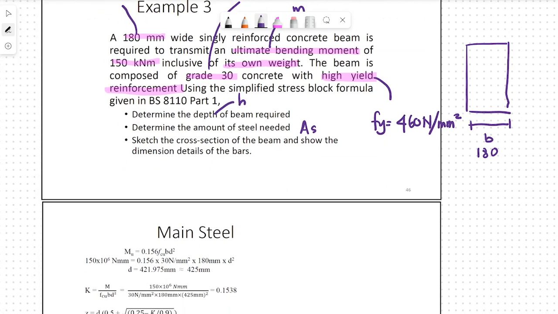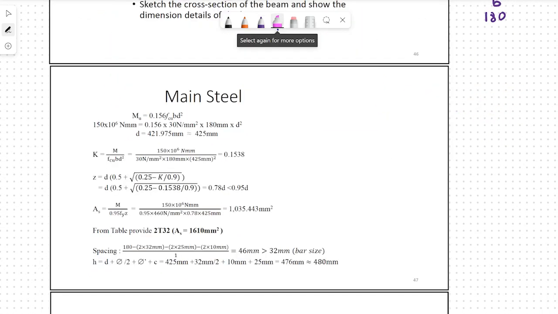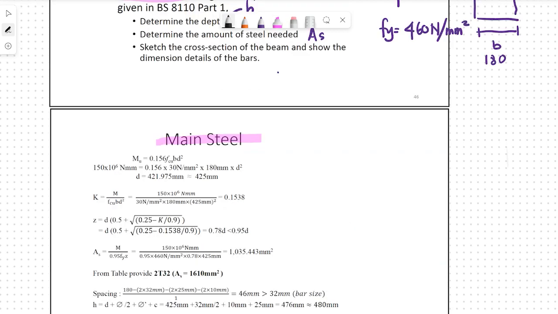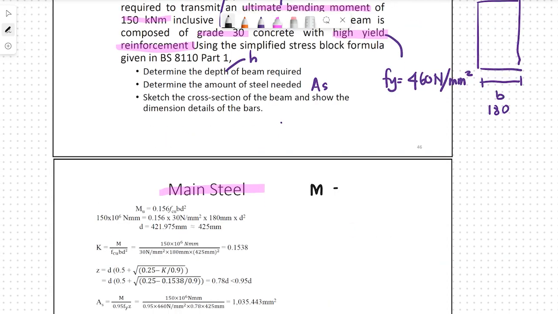So what we do first, we are going to go straight away to the main steel. We don't need to calculate the loading since the question has straight away given the moment, the ultimate bending moment. Therefore, there is no need to calculate the loading, because we calculate the loading in order to get the ultimate design moment. So the first thing we know is given is M, 150 kilonewton meter. So when it gives M as 150, it refers to the moment being transferred from the loading above, yes.